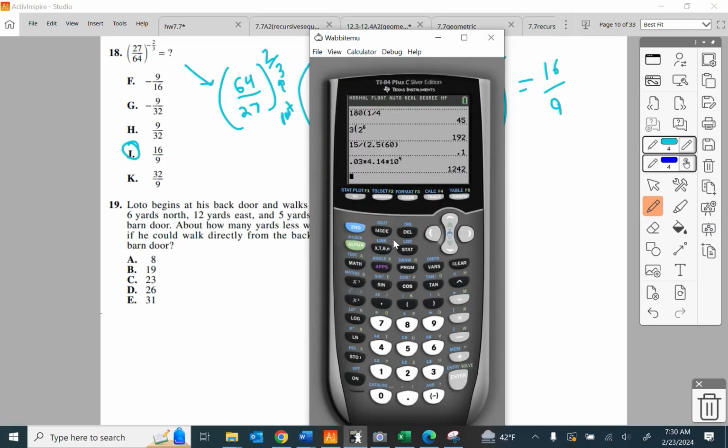If I was 17 years old taking the ACT, I would not default to my knowledge of exponents. I wouldn't. I would sit here and I would push the buttons. That's exactly what I would do. And I got that decimal. I hit math, answer frac, 16 ninths.